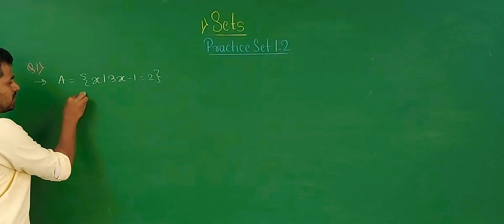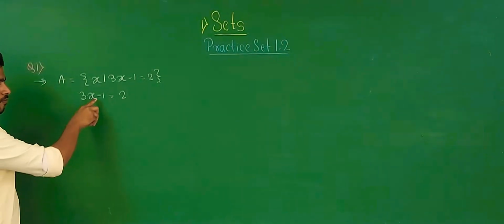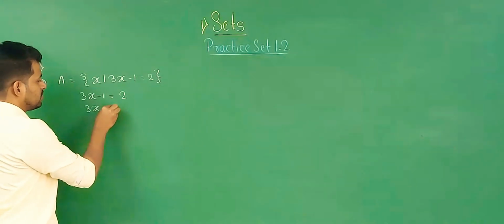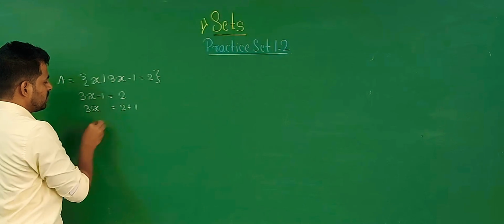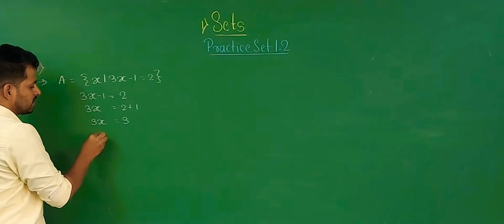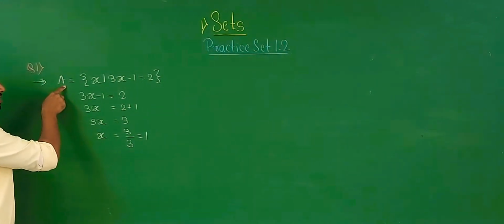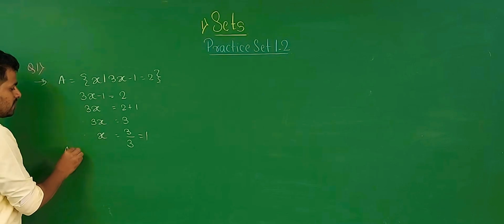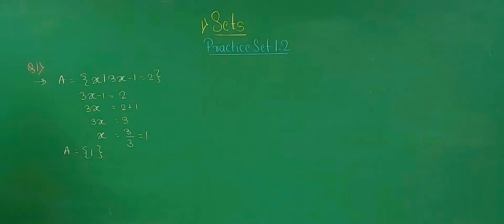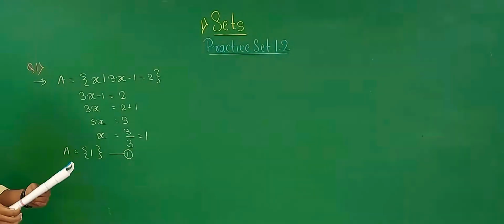3x minus 1 is equal to 2, the condition given. Minus 1 goes to the other side, so it becomes plus 1, that is 3x is equal to 2 plus 1. Therefore 3x is equal to 3, therefore x is equal to 3 upon 3, that is equal to 1. The listing method of set A is 1. This is your equation number 1, the first set.